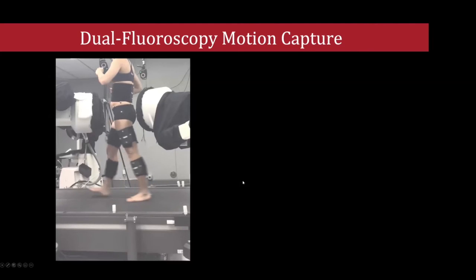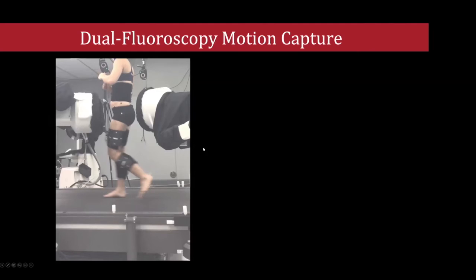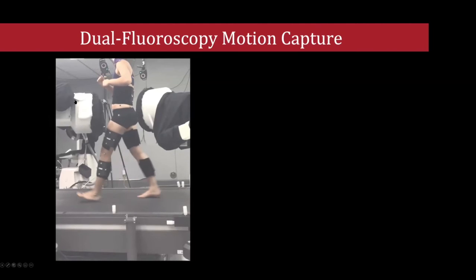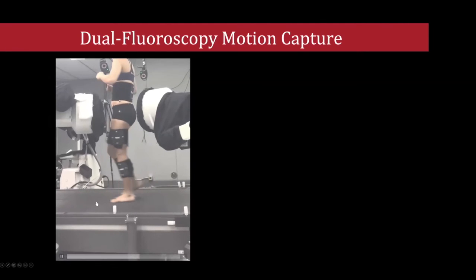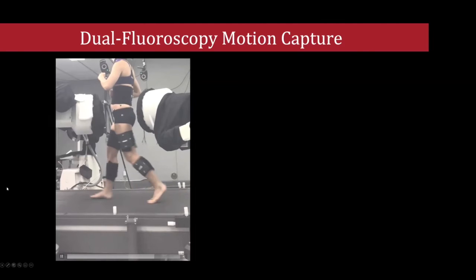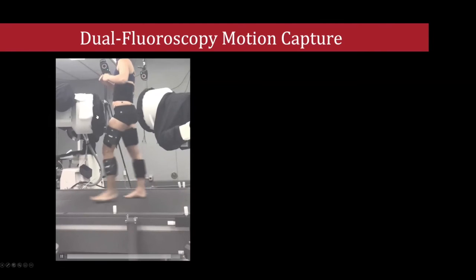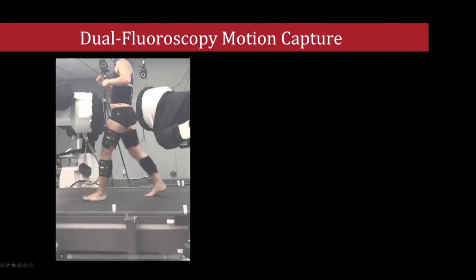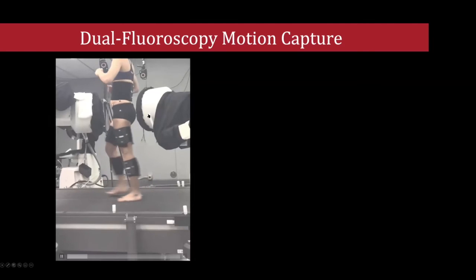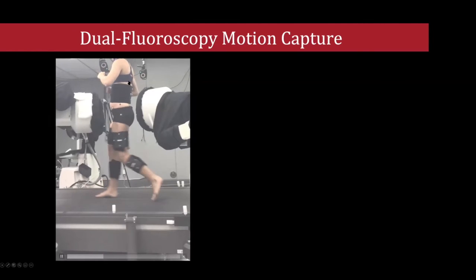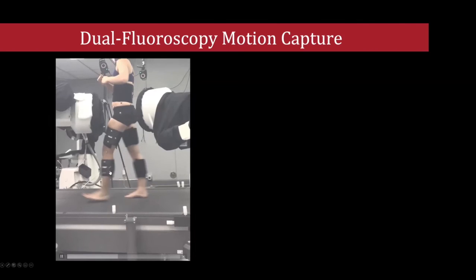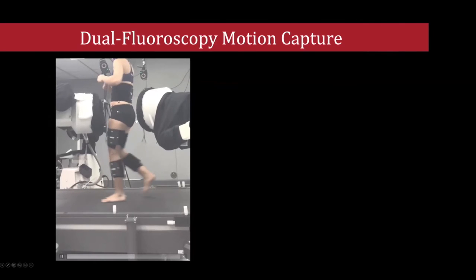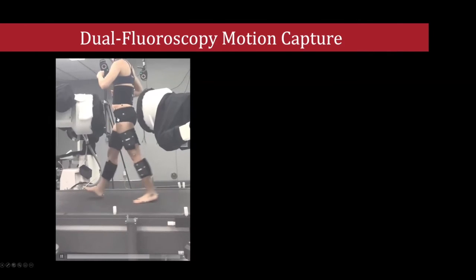What we've done here is integrate our dual fluoroscopy system with our Vicon camera system and our instrumented treadmill. So there's a lot going on here. Basically, this individual is walking such that their left hip joint is in the combined field of view of these two fluoroscopes. We're also using skin markers to know where the rest of the body is relative to the hip joint, because we can only really see the hip joint with the fluoro system.